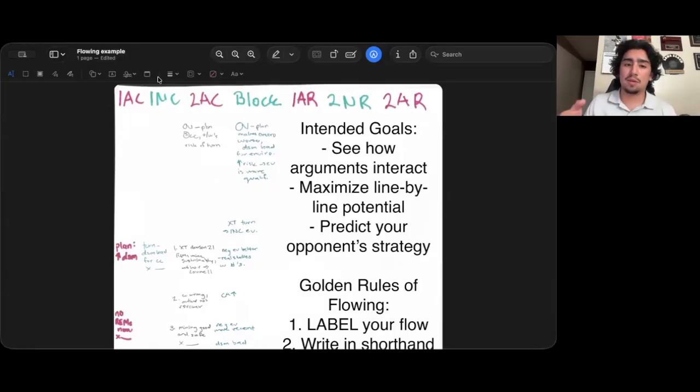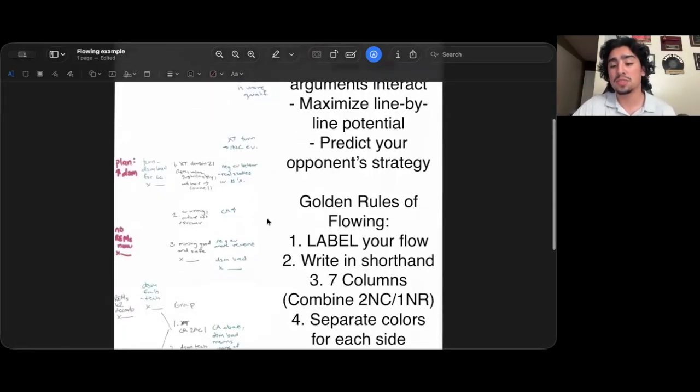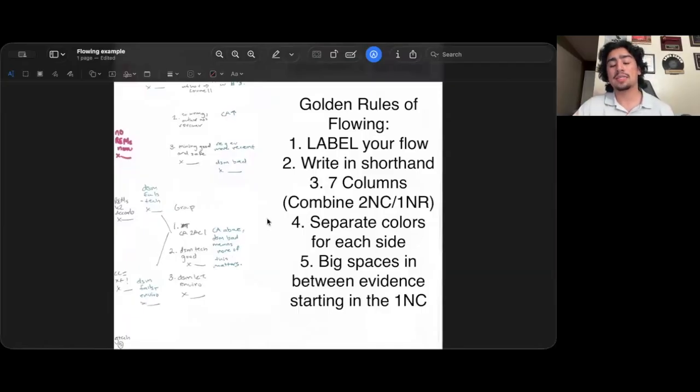If everything is the same color, some arguments are going to be so close and look like one side saying it when in reality it's the other side saying it. You do not want to get confused on basic misconceptions like that. Just flow in separate colors. Black and blue works, black and red, whatever you want. Just make sure that it's two separate colors, one for each side in the debate.